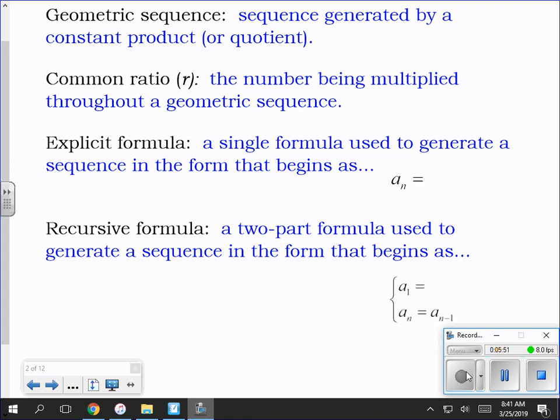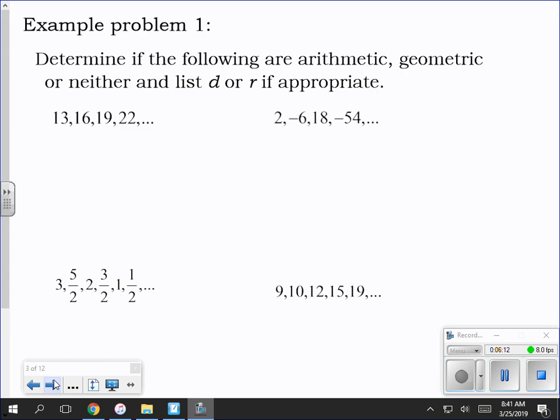We will work with both of these in this chapter. You will use them to generate terms. You will generate these formulas as well. Okay? Any questions so far? Not every sequence or series is geometric or arithmetic. It is entirely possible they are neither.